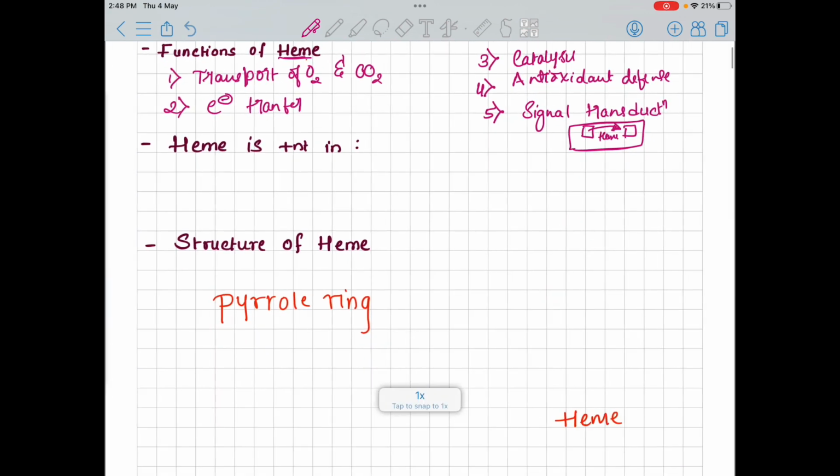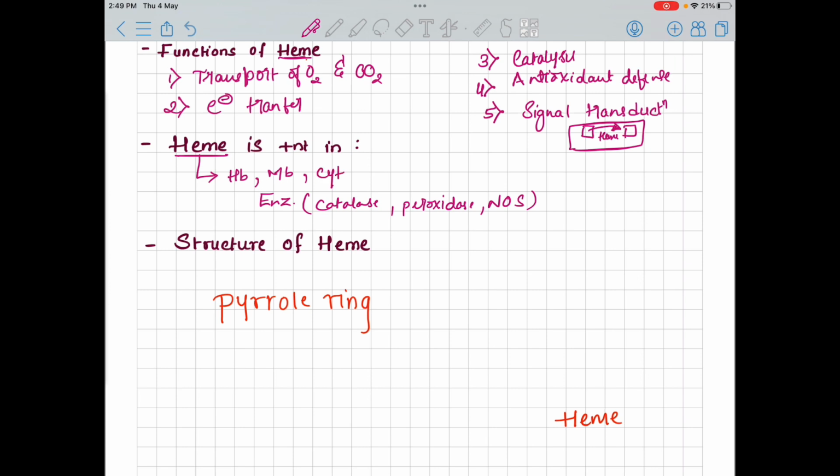Now, apart from that, where is heme present? Heme is present in hemoglobin, it is present in myoglobin, it is also present in enzymes. These enzymes include catalase, peroxidase, nitric oxide synthase. Apart from that, there are also cytochromes which contain heme. An example is cytochrome P450, which is present in the liver.